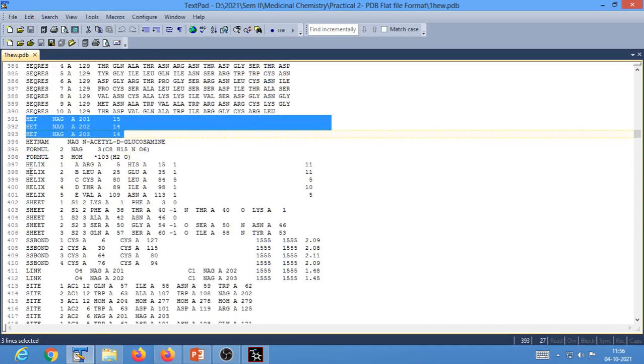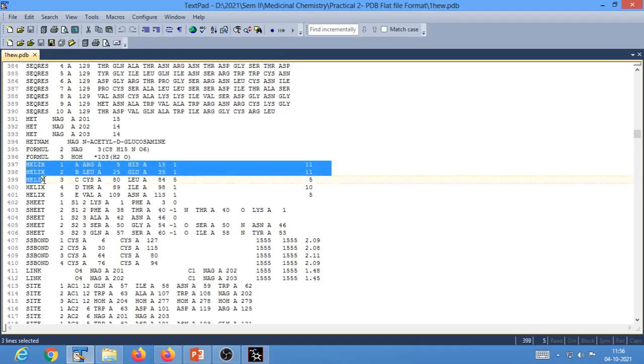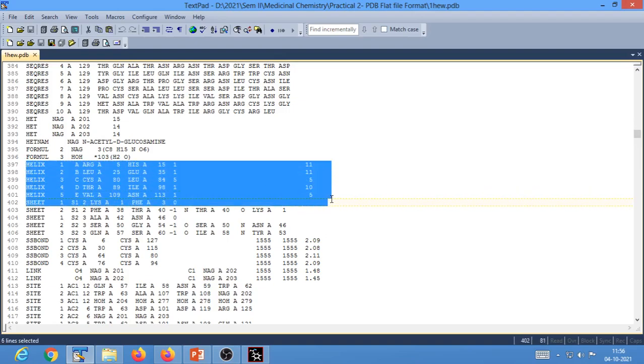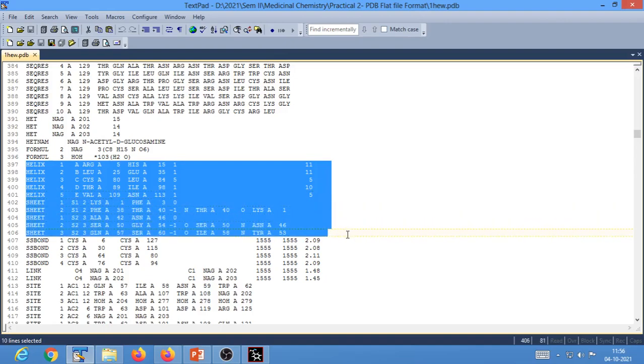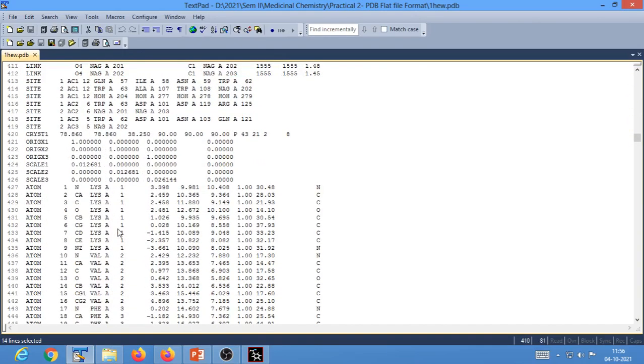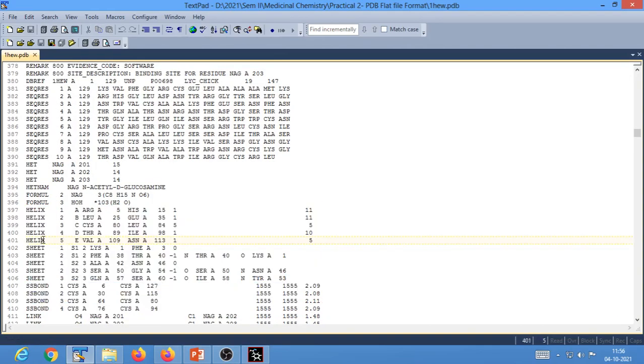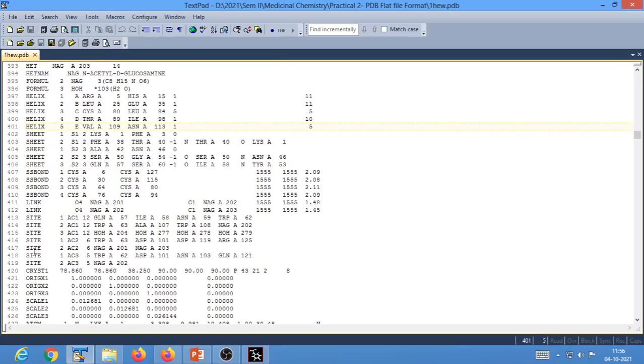Then you have secondary structure information: how many helices there are in your protein, how many beta sheets there are, how many disulfide linkages there are, and so on and so forth. The point is that in your annotation section there can be a variety of keywords containing different information. So this is all about your annotation section.